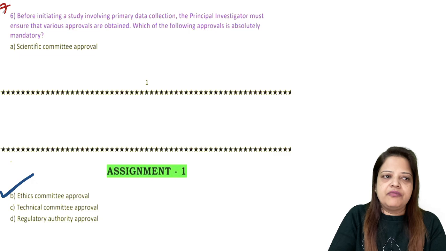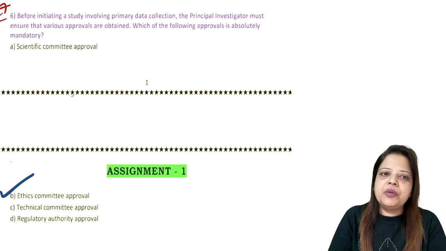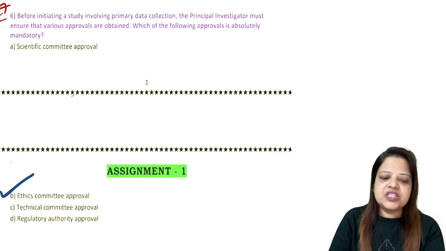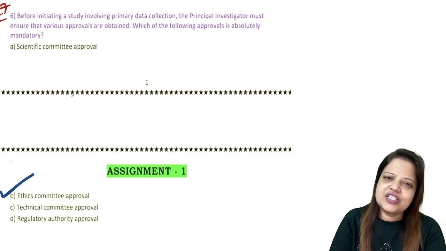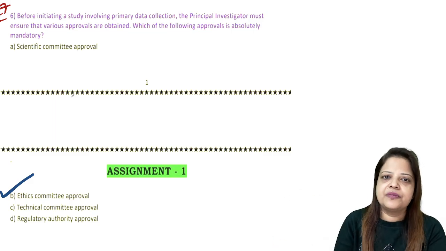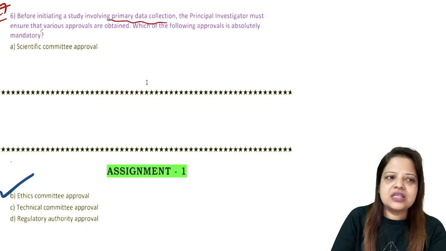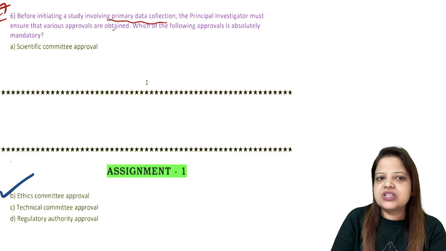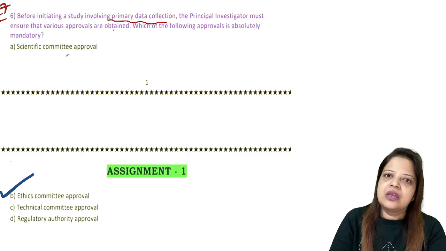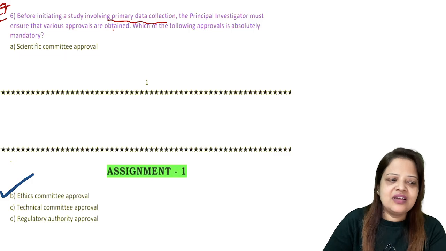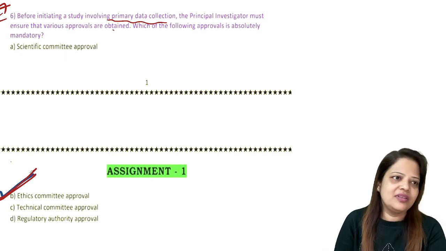Question number 7. Before initiating a study involving primary data collection, the principal investigator, what is primary data? I hope you are aware of it. Primary data collection is gathering original first-hand data from the sources, right? So before initiating a study involving primary data collection, the principal investigator must ensure that various approvals are obtained. Which of the following approvals is absolutely mandatory? Ethics, right? Ethics committee approval. No further discussion on this topic.